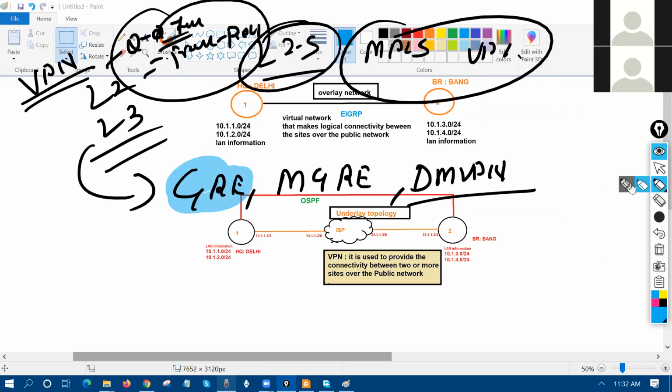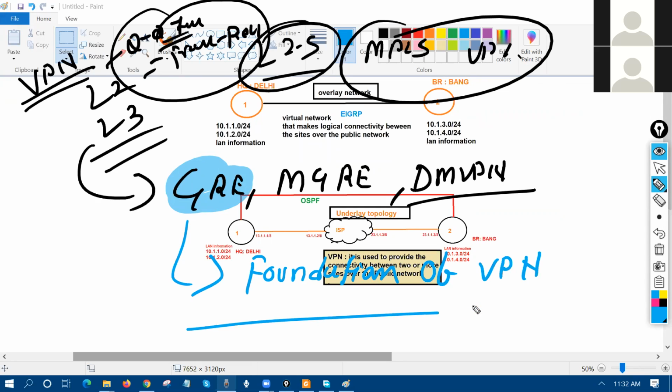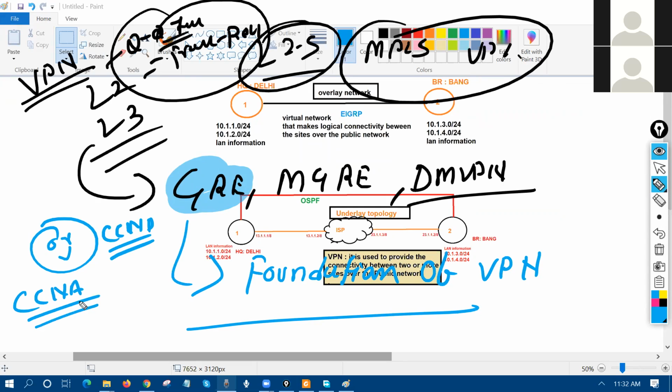Why am I going to learn GRE first of all? It's the foundation of the VPN. Foundation in the sense of what? For example, if a person wants to learn CCNP, what is the foundation of networking? That's the foundation, right? Without learning IP addressing and subnetting, you cannot learn any of the routing protocols.